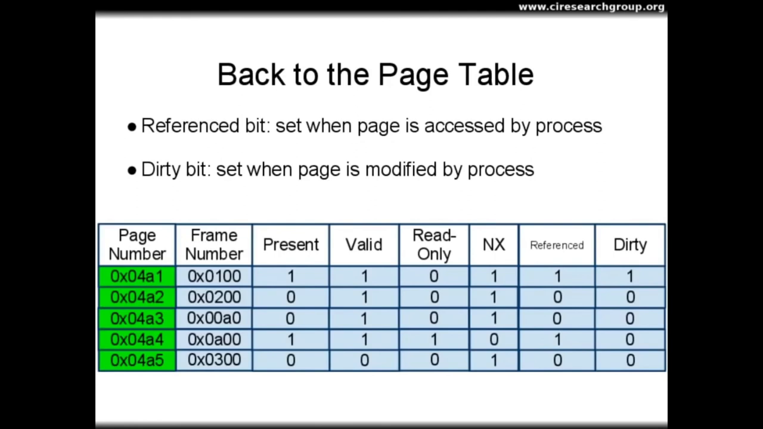Regardless of whether global or local replacement policies are chosen, the operating system needs a few pieces of information to implement page swapping correctly. First, the operating system needs to know whether or not a page that is currently in memory has been referenced by a process. Pages that are loaded but unused might be more ideal candidates to be swapped out to the backing store.